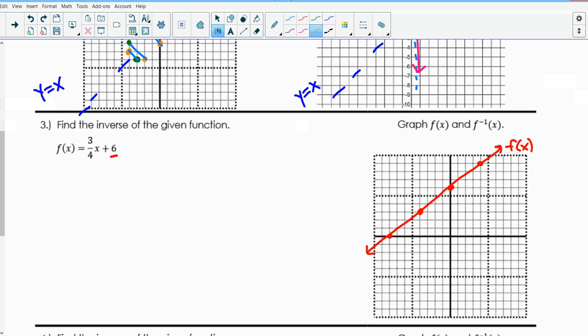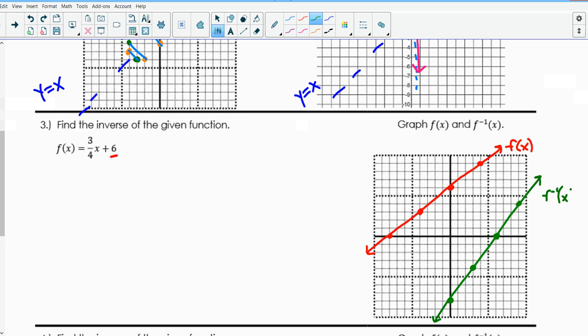I could graph the inverse function based off of these coordinates. I could flip their order, so this point right here is at negative 8, 0. If I flip that, I'd be at 0, negative 8, which would be down here. If I flip this coordinate, it's at negative 4, 3, so then I would go to 3, negative 4. This coordinate is at 0, 6, so I would go to 6, 0. This coordinate is at 4, 9, so I would go to 9, 4, and then I would connect these, and then that would be my inverse function.